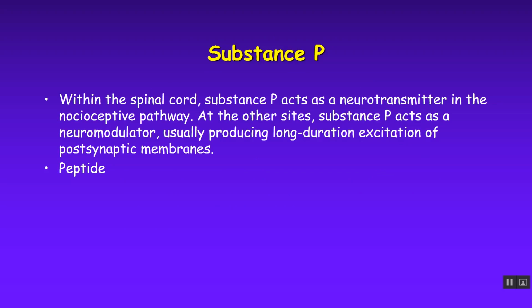Substance P, it's in the spinal cord. Okay, substance P is released in the spinal cord as a neurotransmitter in the nociceptive pathway. At other sites, substance P can act as a neuromodulator. So it acts as a fast-acting neurotransmitter in the spinal cord for nociception. Substance P is one of the neurotransmitters used when you're experiencing pain.